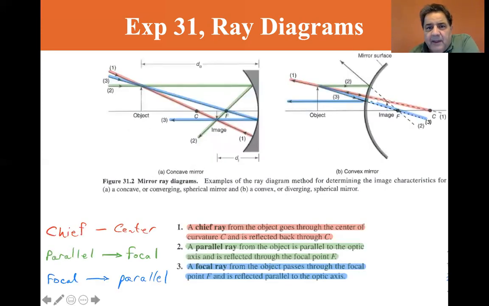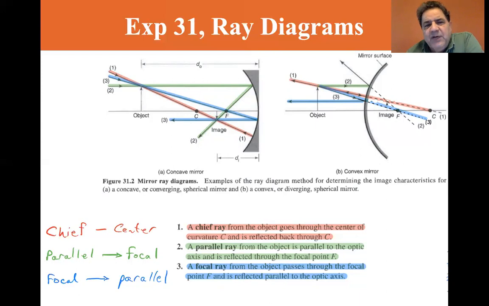I've color coded it to kind of help you. We've got 3 different rays that we do to construct, and it's the intersection of all these rays that will determine where our image is. If you look at the right-hand side of this image, you'll see that it's a little bit different. I had to modify it because I think the textbook did it incorrectly.